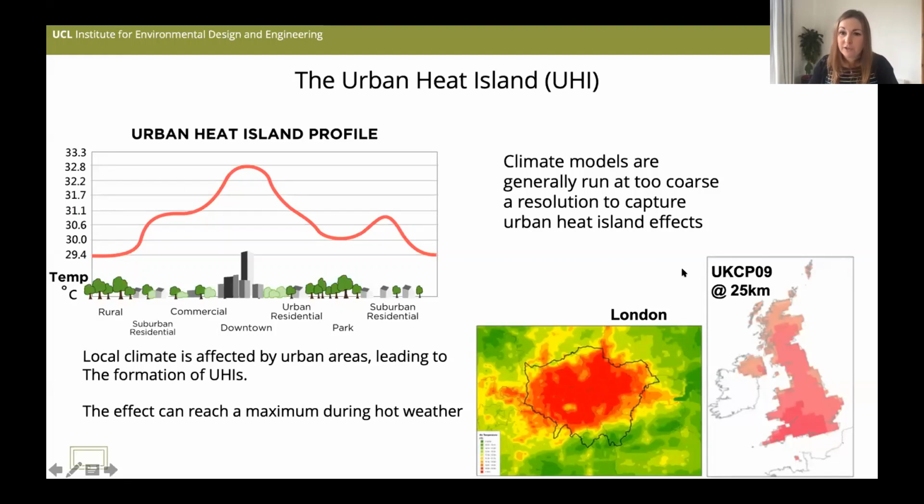I mentioned that we used the UK climate projections for our UK analysis, and these are at 25 kilometre resolution, which is actually quite high resolution for climate models. Global models tend to be much lower resolution than this. But you can see that even at 25 kilometres, you don't really see the impacts of urban areas throughout this map of the UK, because these kinds of models are not really designed to pick up urban effects. However, we know that London looks a bit more like this, with this very clear heat island.